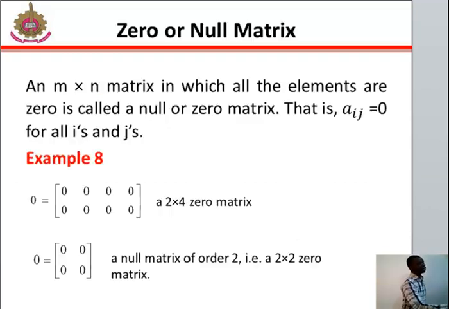Let's move on as we talk about the zero or null matrix. An M by N matrix in which all the elements are zero is called a null or a zero matrix. That is, Aij, where I stands for row and J stands for column, is equal to 0 for all I's and J's. So as you can see in example 8, all the elements are 0. So that is a null matrix.